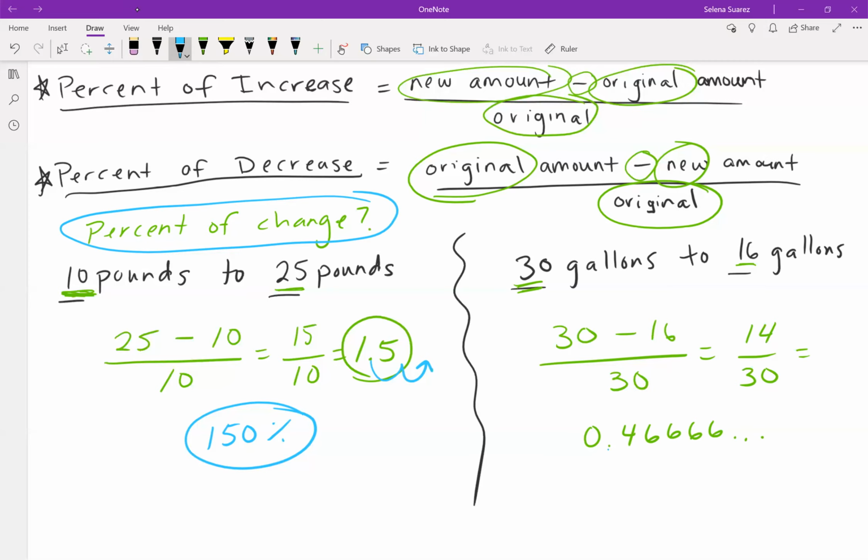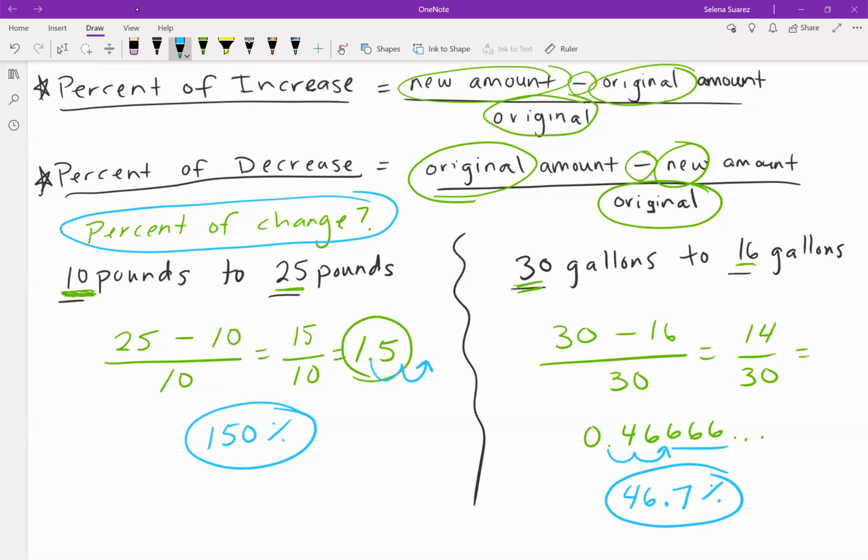So wherever the decimal is, you're going to move it over 2 spaces. 46 point, and I'm actually going to round. So because the 6 keeps on going, you can round up. So that 6 is going to become a 7. So 46.7. Okay. So in other words, from 30 gallons to 16 gallons, there was a 46.7% increase, or sorry, decrease.